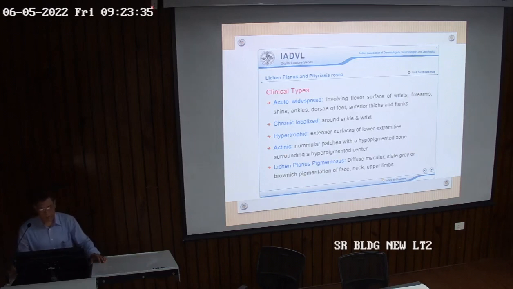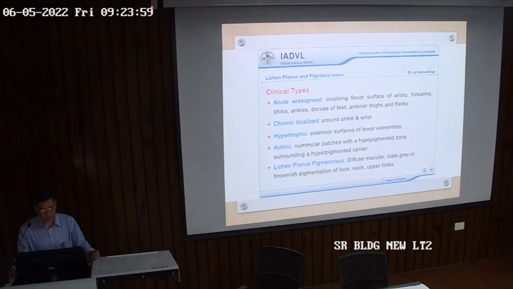So acute widespread involves the flexor aspect of the wrist, forearm, shins, ankles, dorsum of feet, and anterior thighs and flanks. So this is an acute variety, or what we call generalized lichen planus. So suddenly there is a crop of similar lesions all over the body. Acute means it erupts suddenly all over the body. So this is extensive lichen planus, or disseminated lichen planus, or generalized lichen planus.